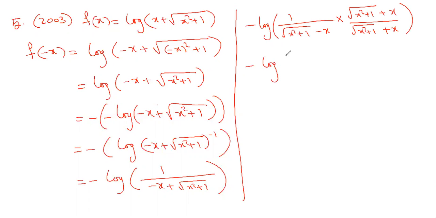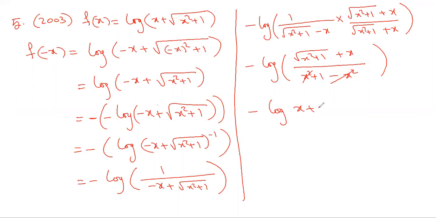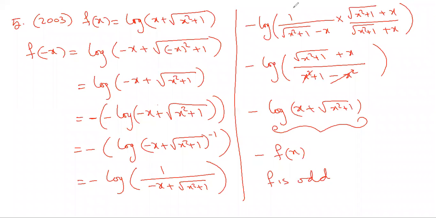So minus log root x square plus 1 plus x, by the denominator a plus b into a minus b, a square minus b square: x square plus 1 minus x square. Both get cancelled. Minus log x plus root of x square plus 1. Strangely, if you look at this, this is nothing but f of x. We got minus f of x. You calculate f of minus x, you got minus f of x. f is odd. Because if you rationalize the left side, you do it.